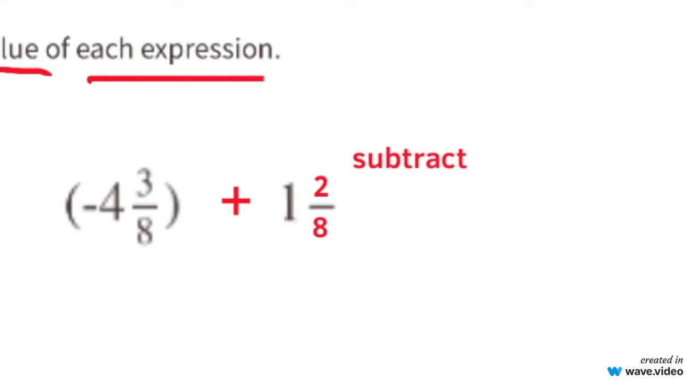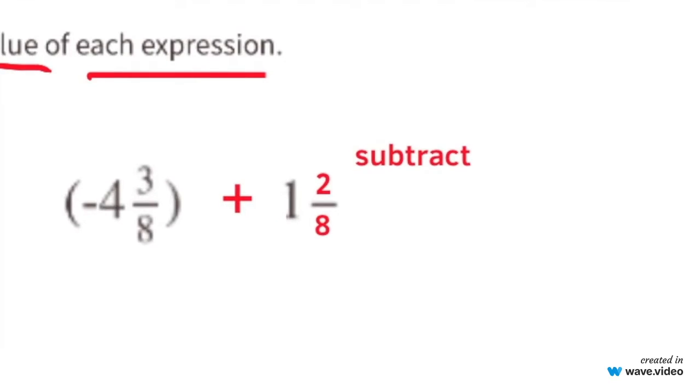Since the absolute value of negative 4 3/8 is greater than the absolute value of 1 2/8, we know the answer is going to be a negative. So we can just subtract and then write that difference as a negative. 4 minus 1 is 3, and 3/8 minus 2/8 is 1/8. So the difference is 3 1/8. But remember, the answer is going to be negative, so the value of this expression is negative 3 1/8.